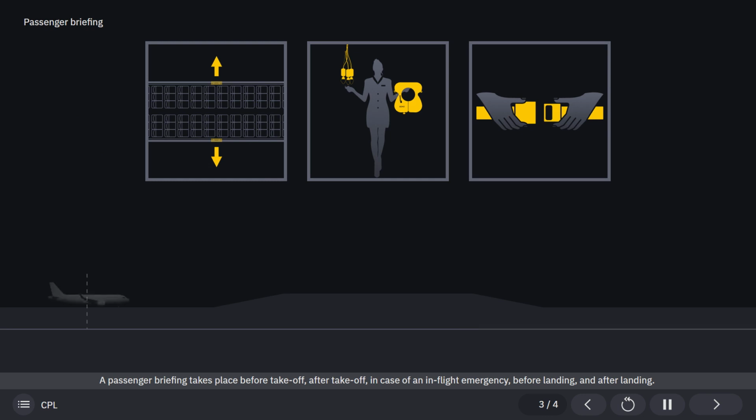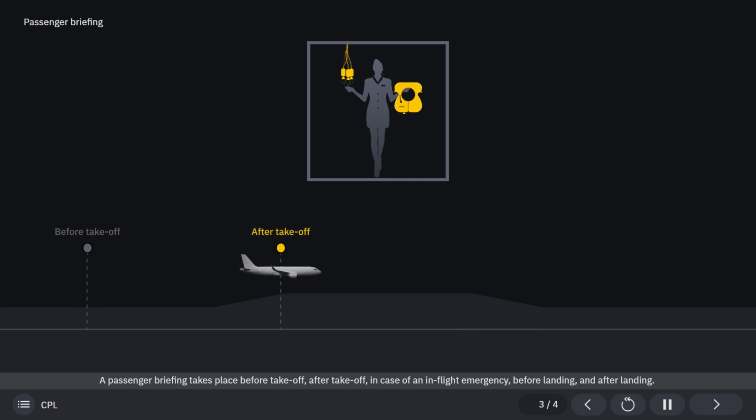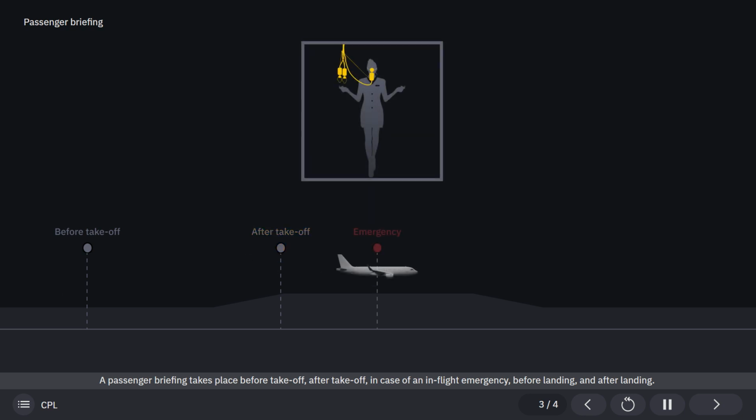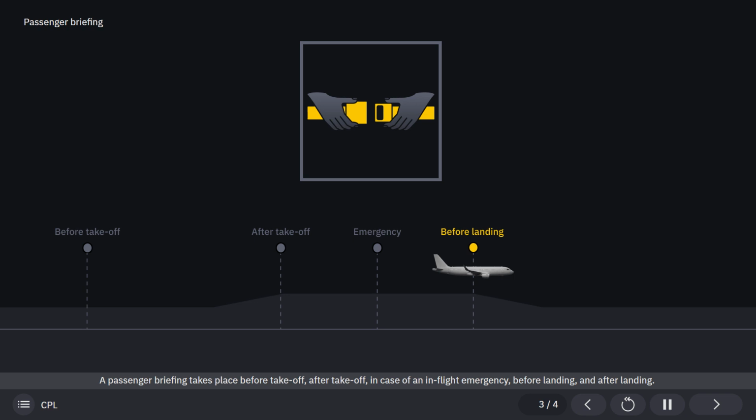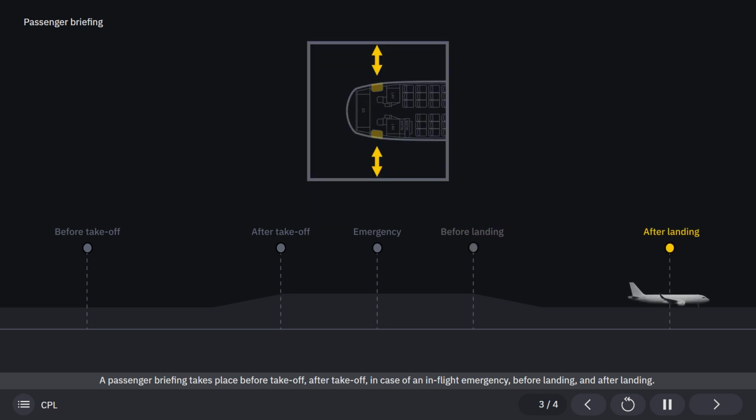A passenger briefing takes place before takeoff. After takeoff. In case of in-flight emergency. Before landing. And after landing.